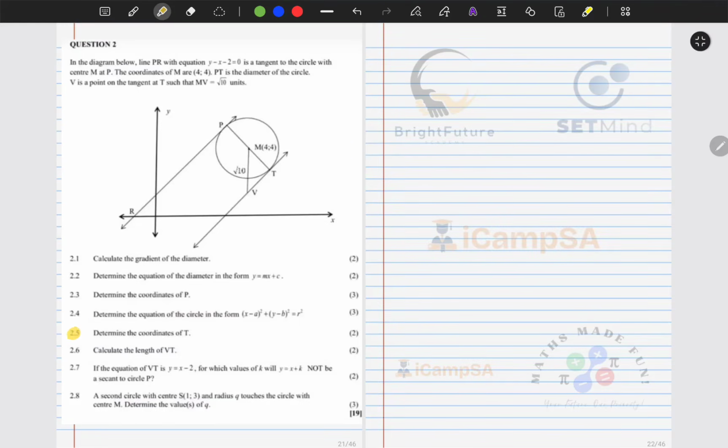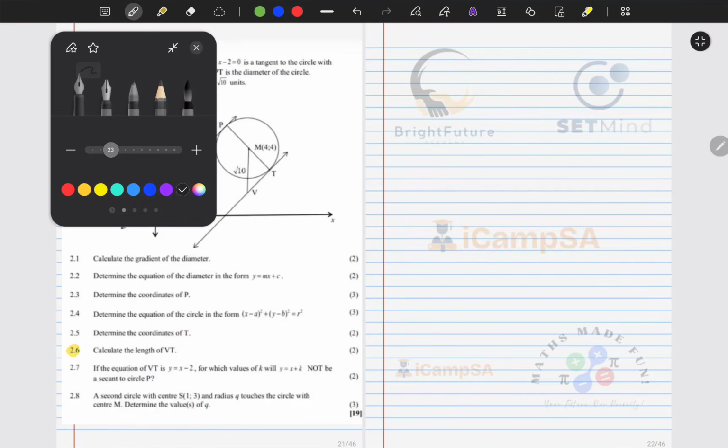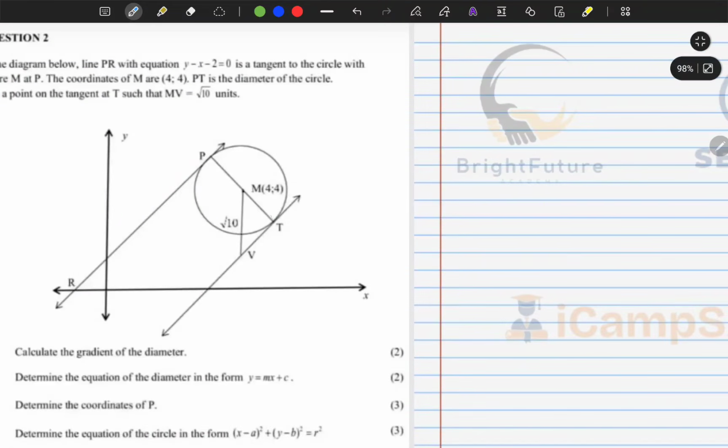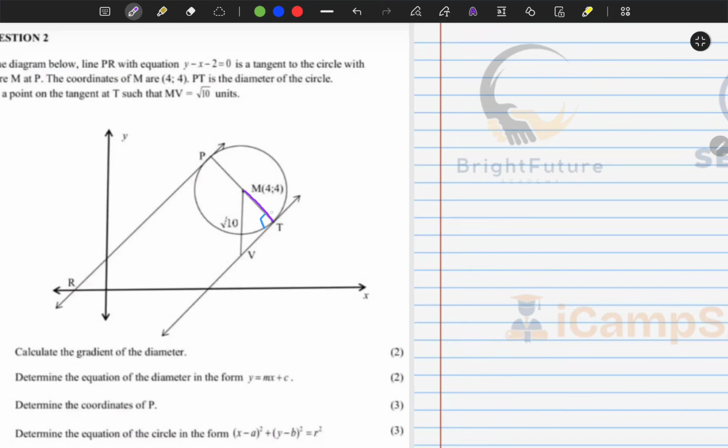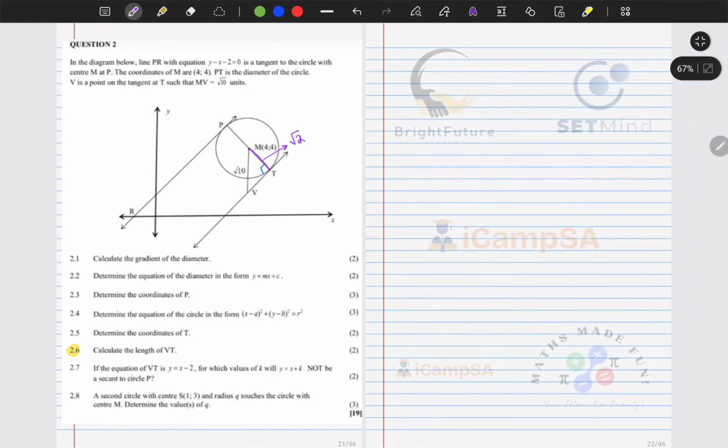So the problem we're looking at next is problem number 2.6, where we are required to figure out the length of VT. Well, what I want to remind you is that the radius or diameter is always perpendicular to the tangent. And remember, the distance from here to there, we know it's going to be the radius. And our radius squared is 2, which means the distance is just square root of 2.